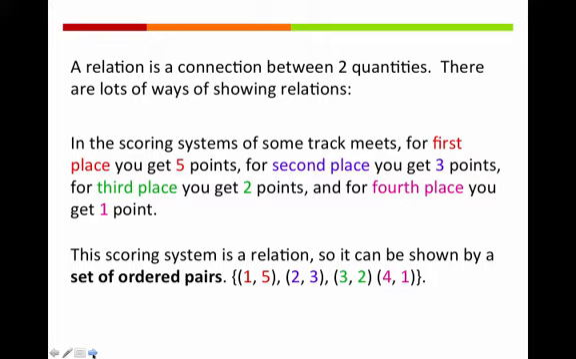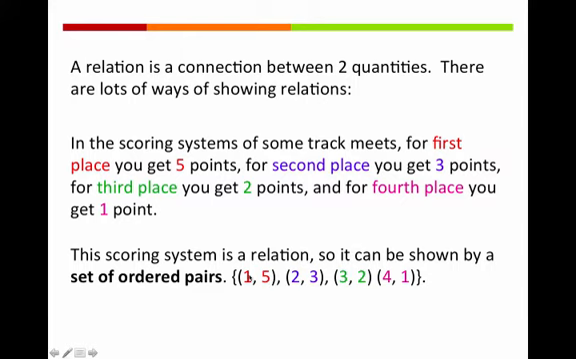I've got a track meet, and there's a scoring system. If you're in first place, you get 5 points. For second place, you get 3 points. Third place, 2 points. Fourth place, 1 point. You get what I'm talking about. But this scoring system is actually a relation. So you can see this relation by creating a set of ordered pairs.